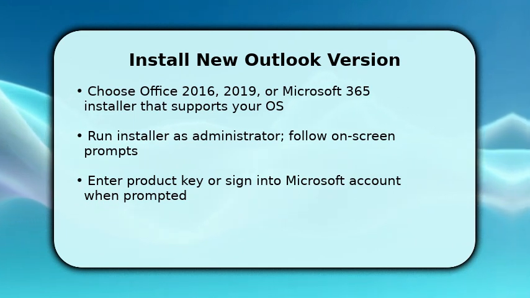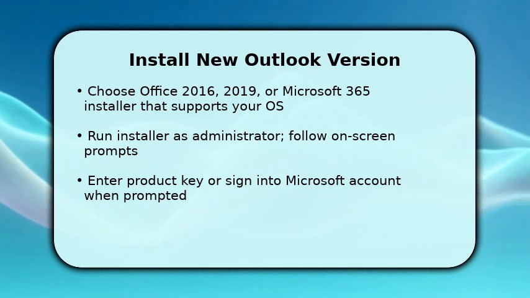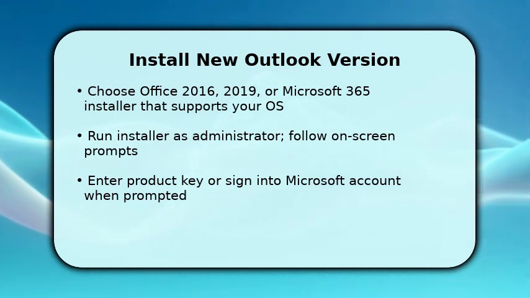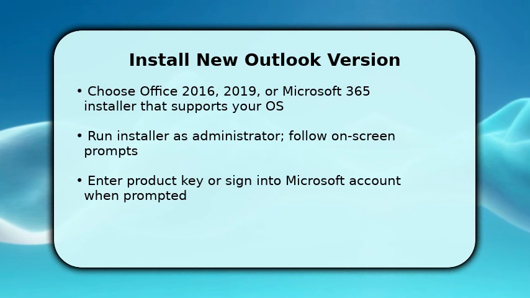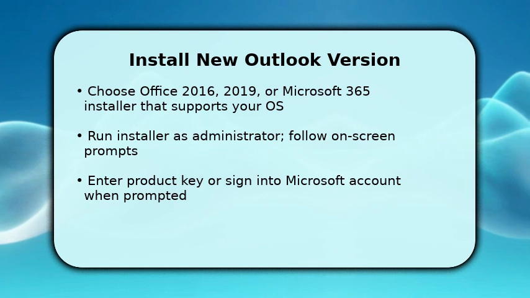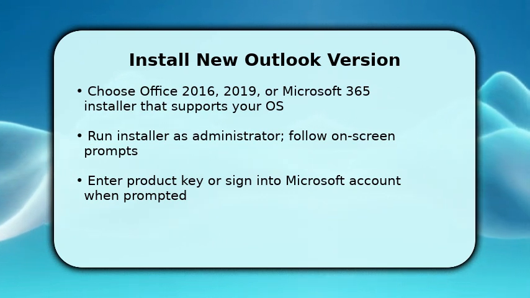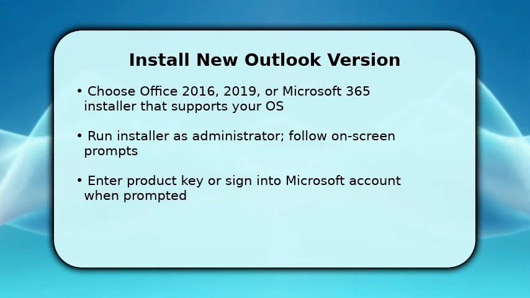During setup, select Customize only if you need to preserve other apps, otherwise use Typical Install for simplicity. The installer will migrate some settings, but not all old add-ins. Disable incompatible add-ins later. When prompted, enter your product key or sign into your Microsoft account to activate. Once the core files finish installing, restart your computer to let Windows finalize driver and registry changes.